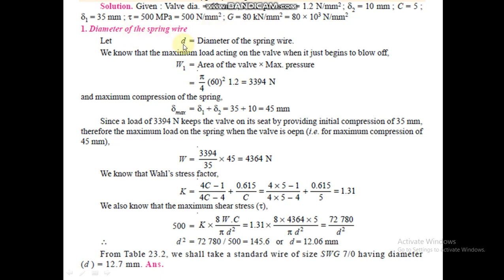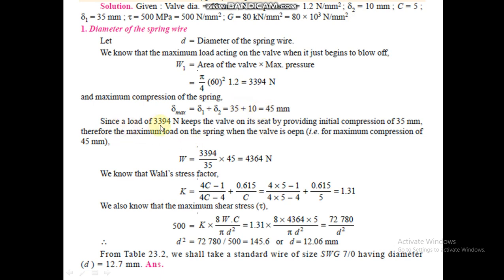Let small d be the diameter of the spring wire. We know that the maximum load acting on the valve when it just begins to blow off, that is load, is equal to area into pressure. Area is pi by 4 d square, and pressure is 1.2. So this is the load. And maximum compression of the spring: you have been given two deflections, 35 and 10. So we will add them, that is 45.